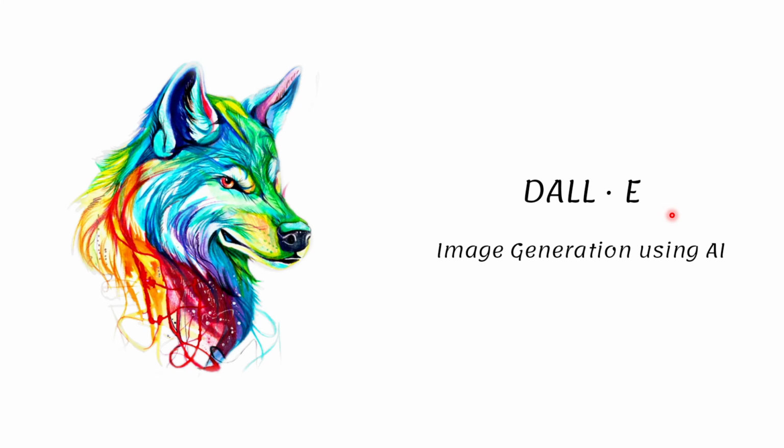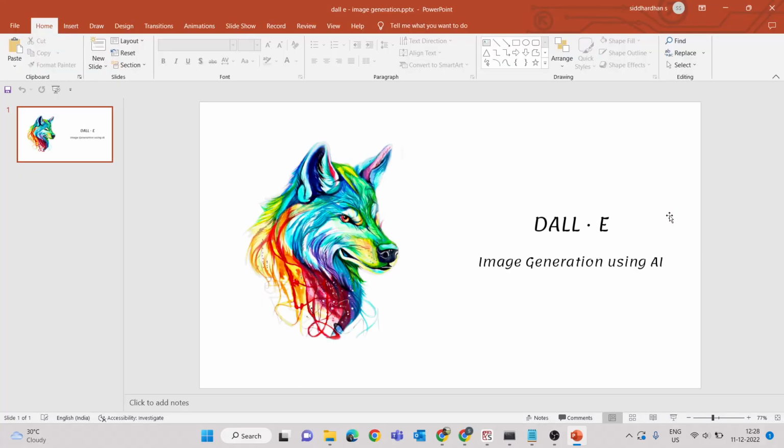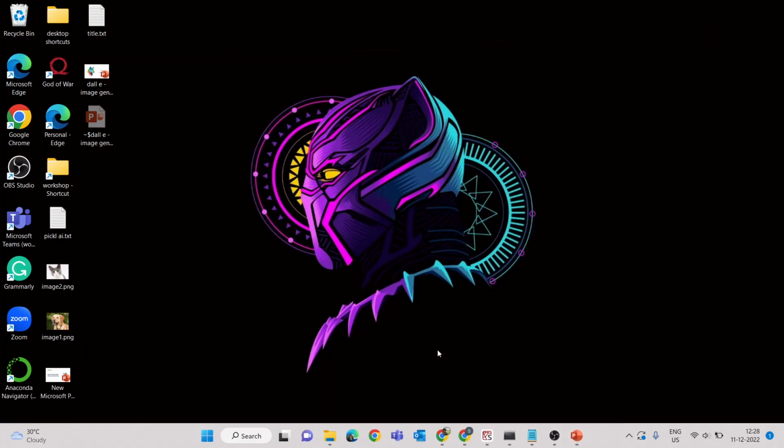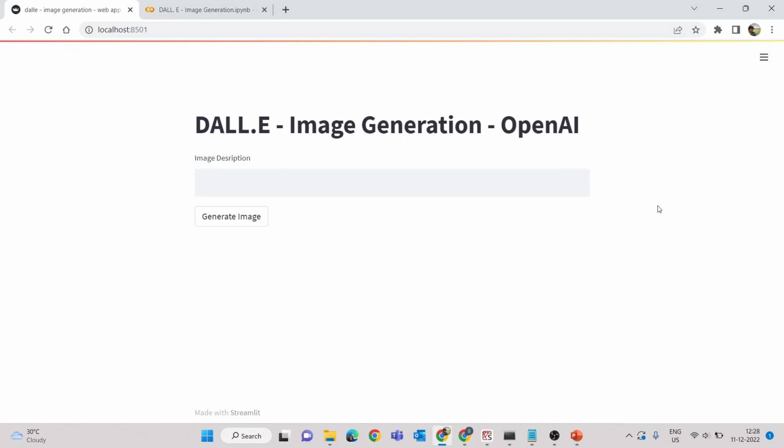Okay, so let's get started, and this will be the agenda for today's video. First of all, I'll show you how this end web app looks. This is developed on Streamlit. We have a pretty simple UI in this case where we can give a text description of an image, and DALL-E will give us an image based on that description.